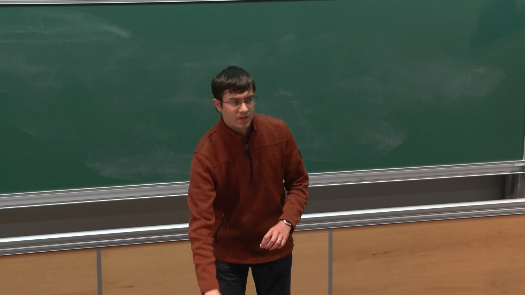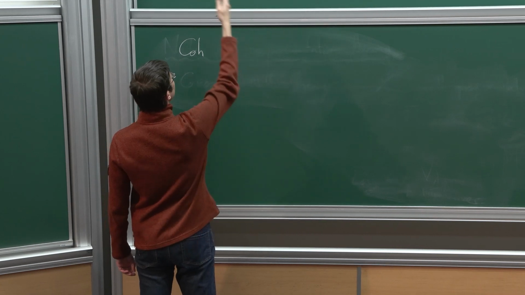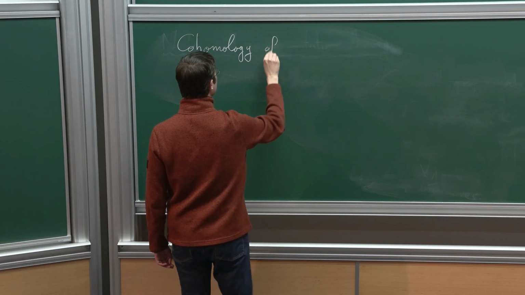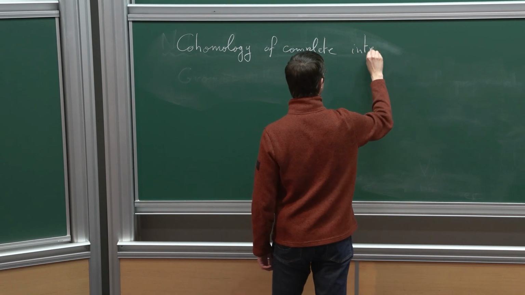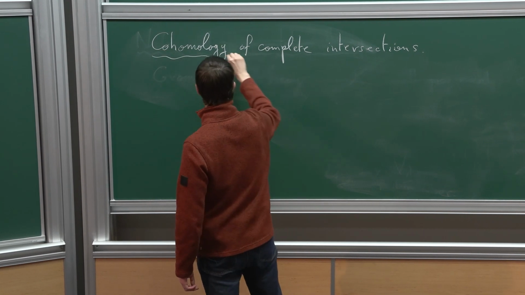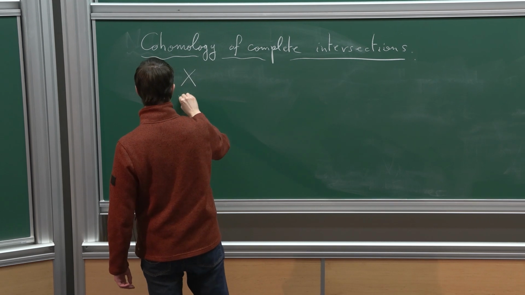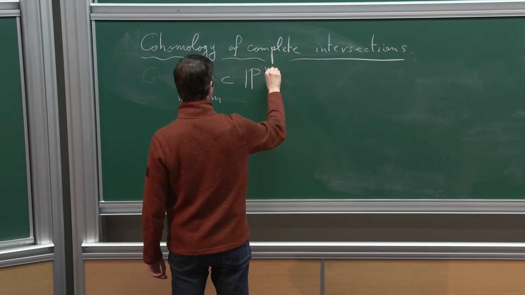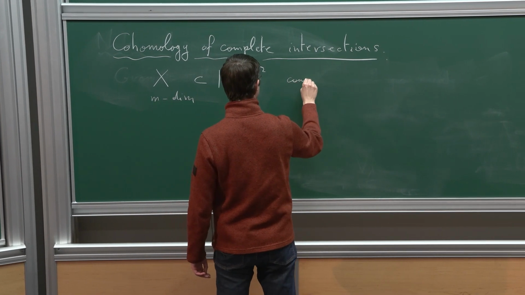Okay, so we start by recalling very basic things about cohomology of complete intersections, because they're the thing which enters here. So I consider X, some m-dimensional complete intersection inside projective space of dimension m plus r.